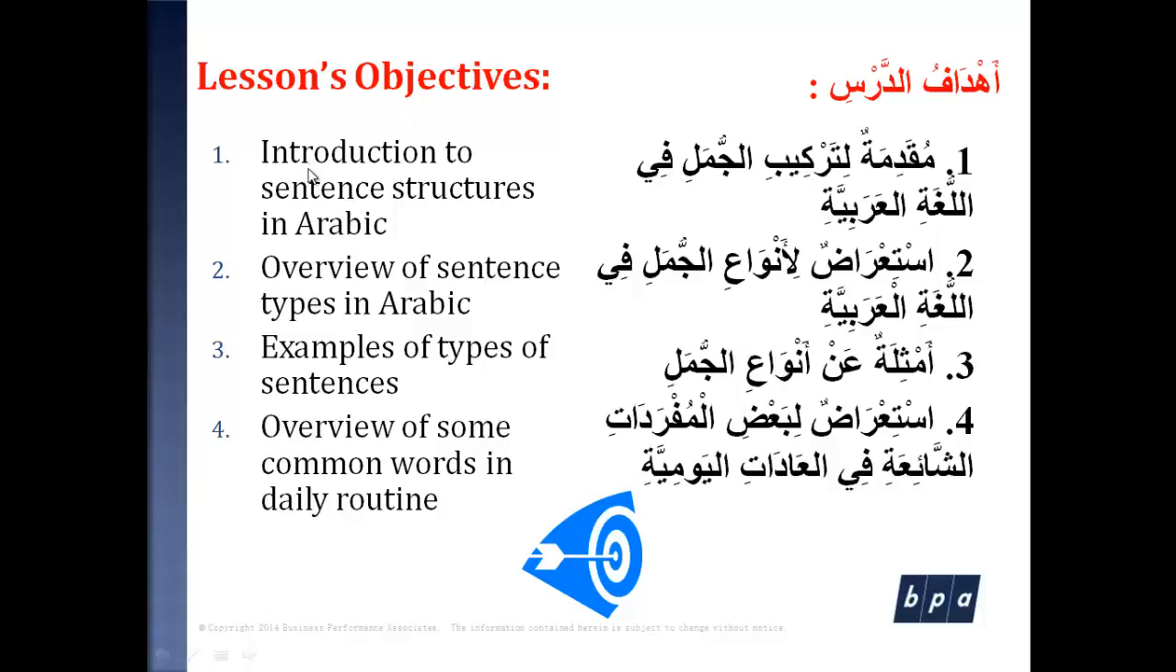Lesson objectives. Introduction to sentence structures in Arabic. Overview of sentence types in Arabic. Then providing examples for these types. And overview of some common words in daily routine.